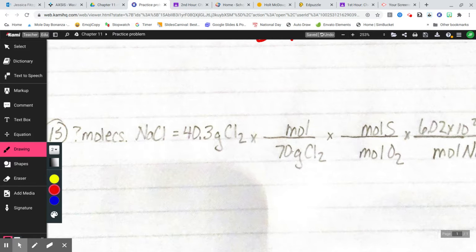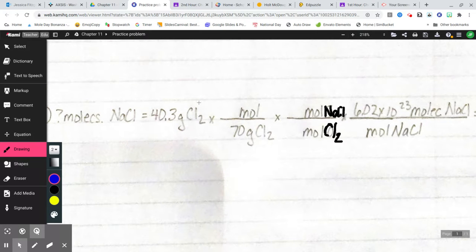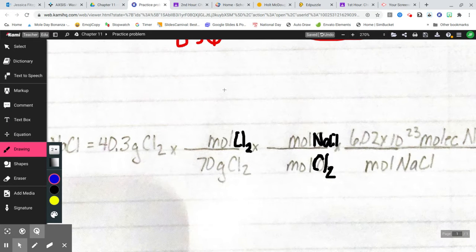Okay, so again, this first step right here, your given is 40.3 grams of diatomic chlorine. Again, in this first step, since we're going chlorine to chlorine, you want to make sure you put chlorine in here. Okay, I think I'm set and ready to go. So this first step, when you're going from mass to moles, since it's both diatomic chlorine in this equality, you're going to put a 1 mole in here.